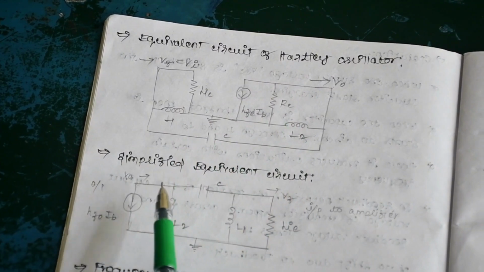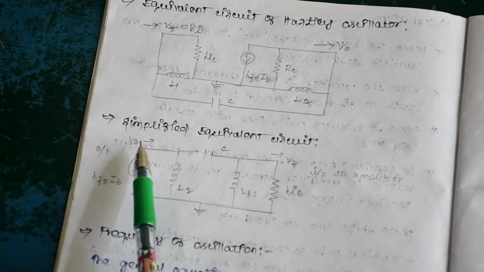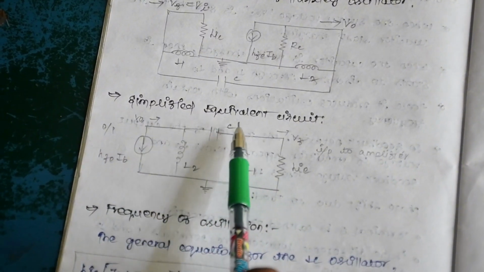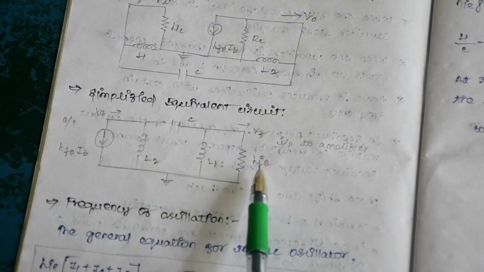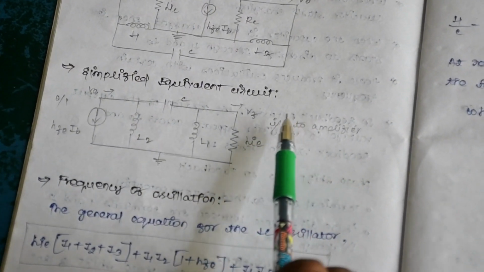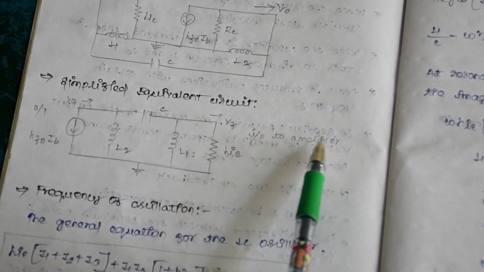Then we want to simplify the equivalent circuit. So here we have HFE, IB, and this is V0, L2, C and L1. This is the feedback voltage VF, HIE. So this is the input. The VF is again given as input to the amplifier.